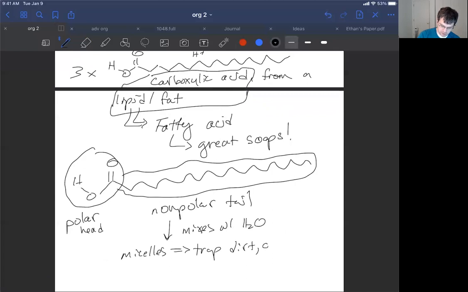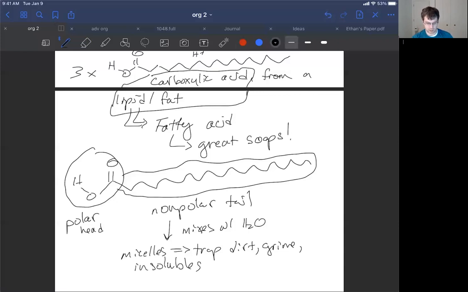Dirt, grime, insolubles, things that don't dissolve in water. So the problem with dirt and grease and oils, when it gets on your skin and you try to wash it off with just pure water, is that nothing comes off because it doesn't dissolve in water. So what you do is you add fatty acids, which make micelles, which can solubilize these insoluble things in water, allowing the dirt, grime, and grease to go down the drain as opposed to being on your skin. Okay, so we have fatty acid. This makes for great soaps.